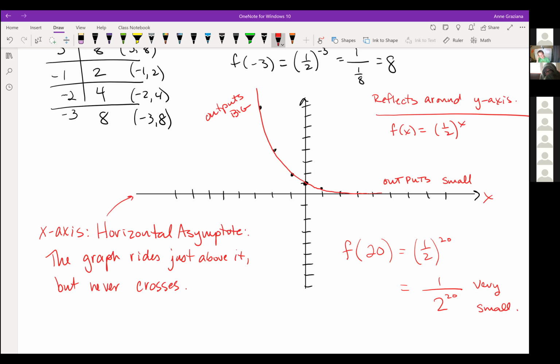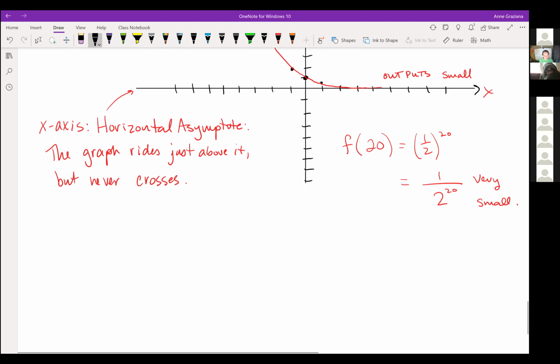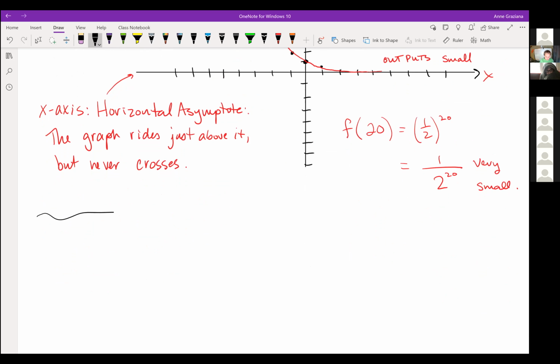Next semester, you're going to talk a lot more about horizontal asymptotes, but for now, I just want you to have seen it before and understand they exist. They are slightly different than vertical ones. There are some horizontal asymptotes that you can cross, but vertical ones you never cross. We're not going to get into all that detail. Any questions on that?